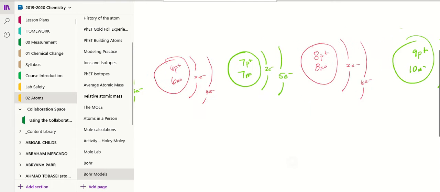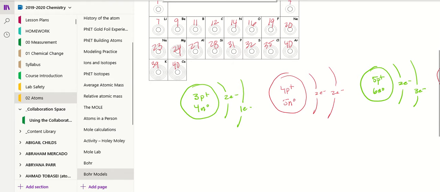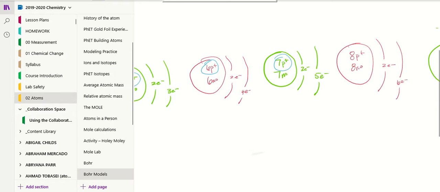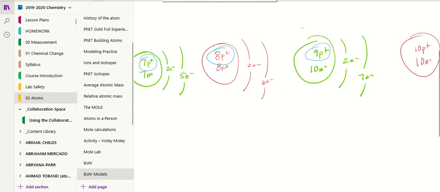Do you notice any patterns here? What pattern do you notice? They get bigger. Please define. What's getting bigger? Well, take a look first at the amount of protons. What's happening to the protons as we go across the period? Goes up by 1. Increases by 1. What about the electrons? Goes up by 1.